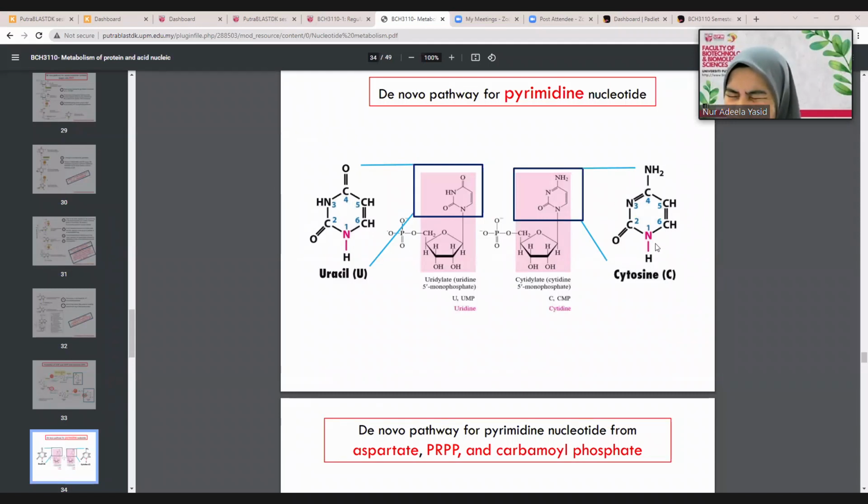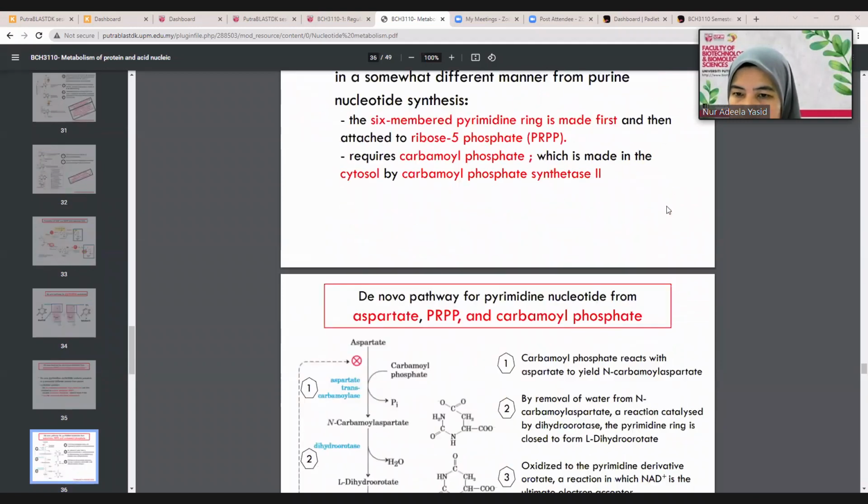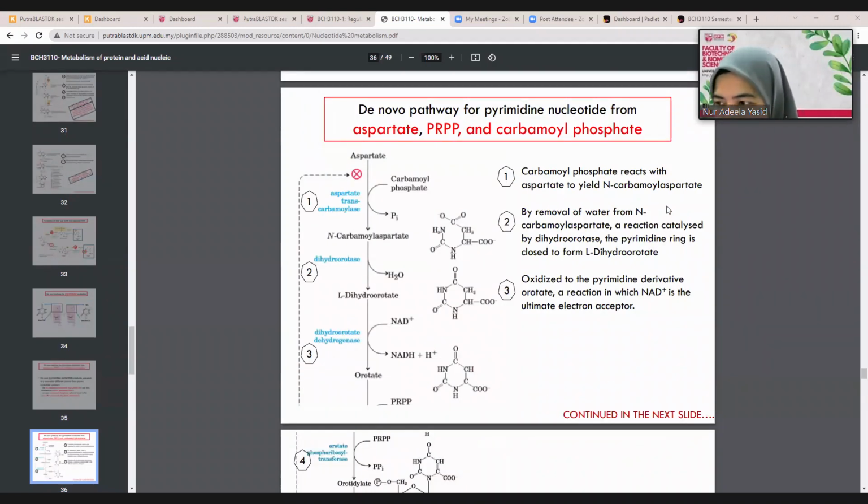So basically, if you understand the structure, you should identify from each component in the structure what the sources are that contribute to the build-up of the pyrimidine nucleotide structure. Now let's look at the biosynthesis of pyrimidine. We know that carbamoyl phosphate is the key intermediate involved in the biosynthesis of pyrimidine.